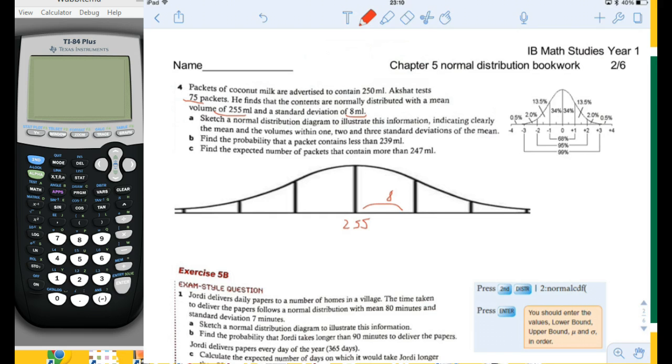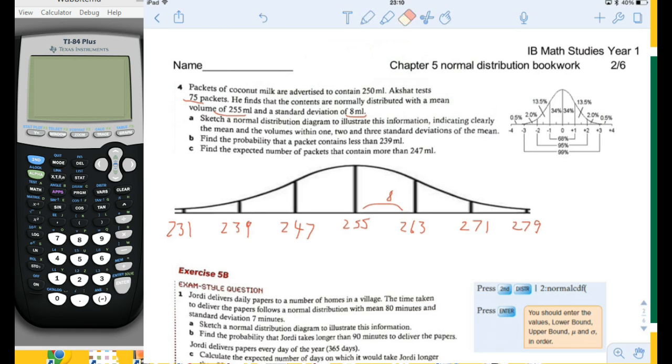So that means plus 8 would be 263, plus 8 would be 271, plus 8 would be 279, minus 8 would be 247, minus 8 would be 239, minus 8 would be 231. Okay.